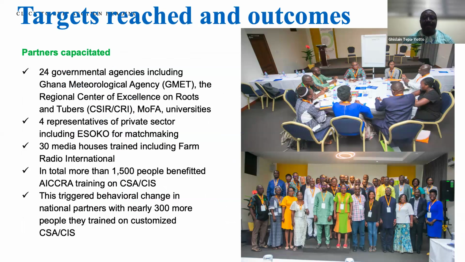So what we did so far, I'm not going into the details, but the project really involved a lot of capacitation work to make sure that the partners understand the content of climate smart agriculture and climate information services, and therefore support the implementation of climate smart agriculture, and help also beneficiaries on the ground to interpret climate information services and take the right decision. Next, please.